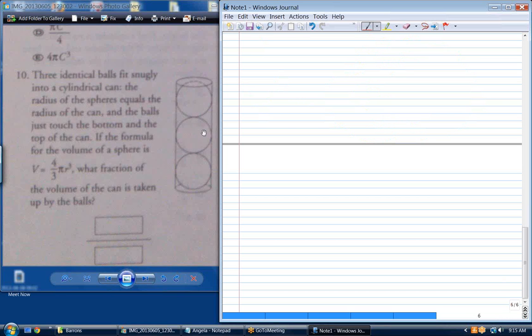We have 3 tennis balls that fit perfectly in this can. The radius of the ball is the same as the radius of the can. Balls go from bottom to top perfectly. They want the ratio of the volumes of the tennis balls to the volume of the can. What ratio of the can is taken up by the volume of the tennis balls? So the radius of the spheres equals the radius of the can.